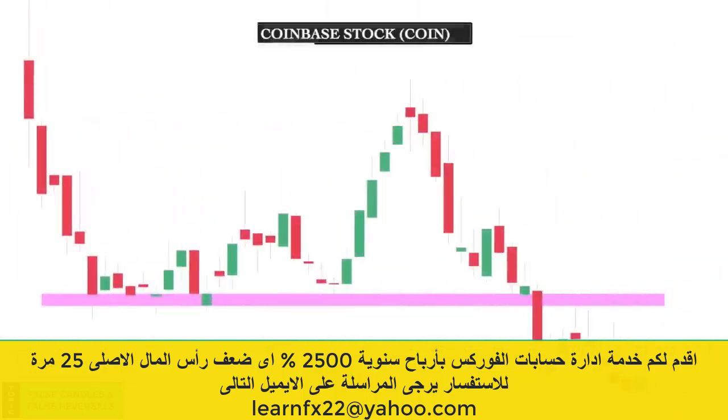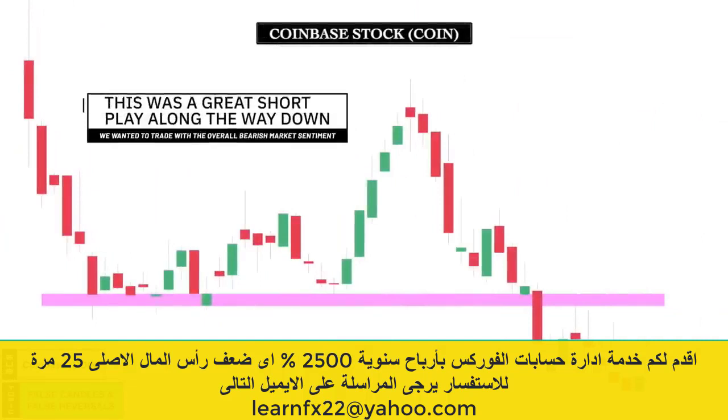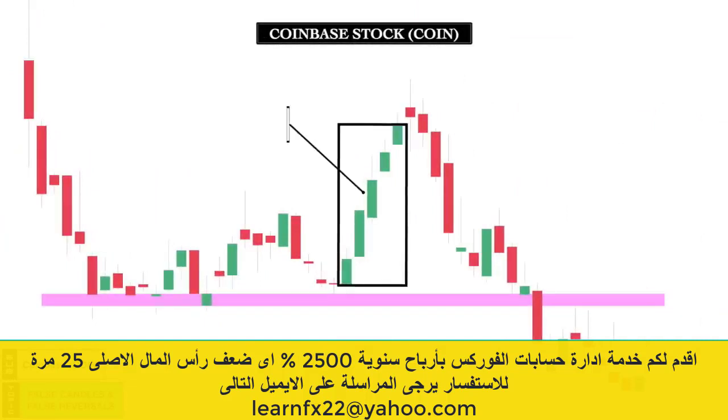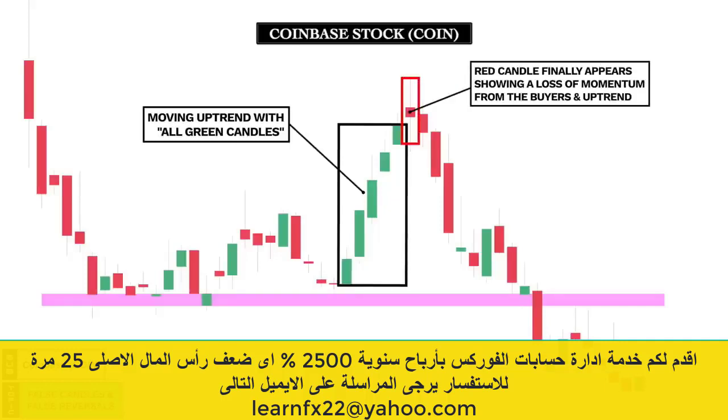This is the Coinbase stock. Now let's first establish what gave us our bearish bias, starting on the weekly time frame. You had your moving uptrend with all green candles before a red candle finally appears, which shows a loss of momentum from the buyers in the market.